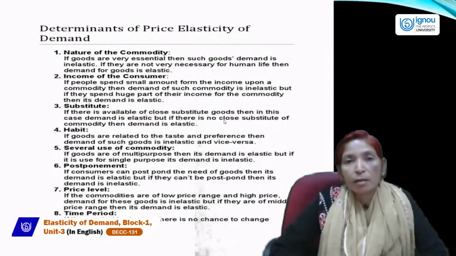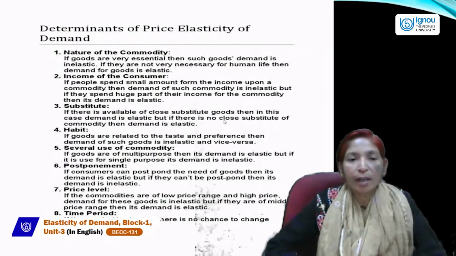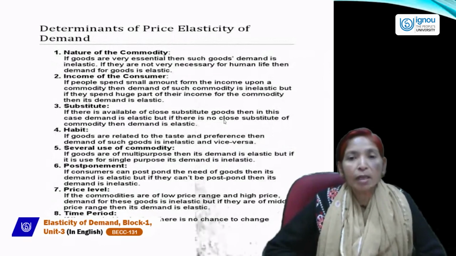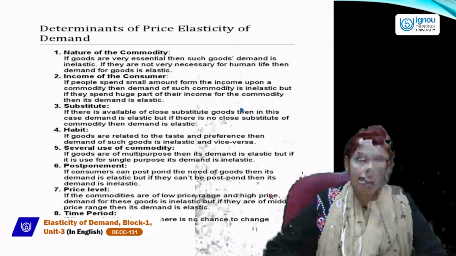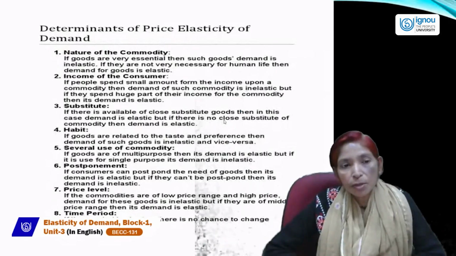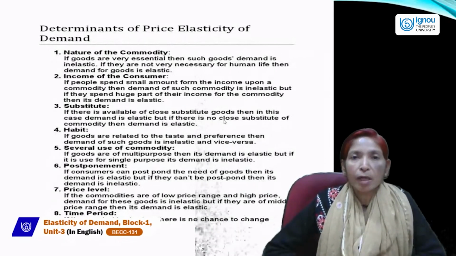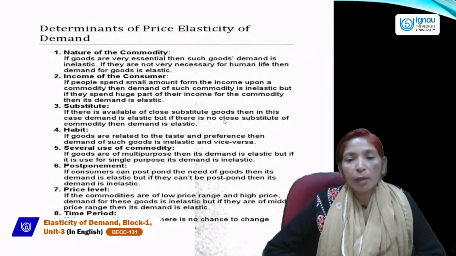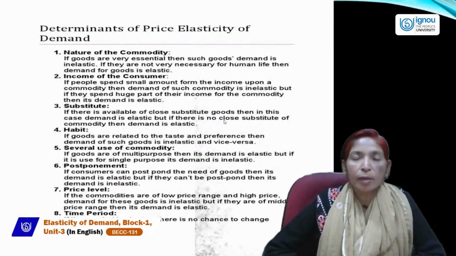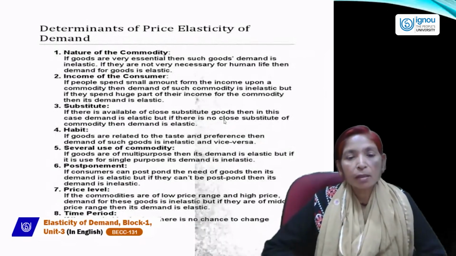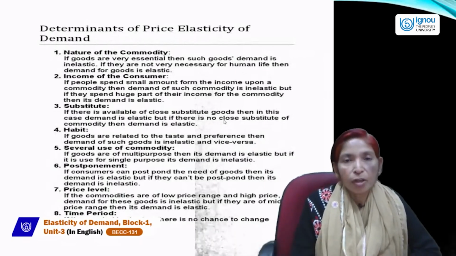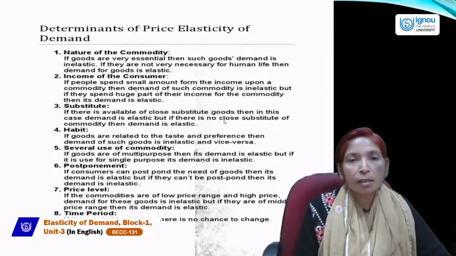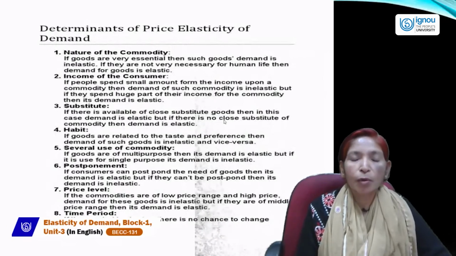But if we spend a very huge proportion of our income for the commodity, then its demand will be called elastic. Next is substitute. If more close substitutes are available in the market, then demand will be more elastic. But if no close substitutes are available, then demand will be less elastic. No close substitute, less elastic. More close substitutes are available, more elastic.